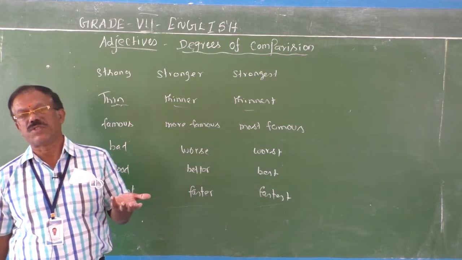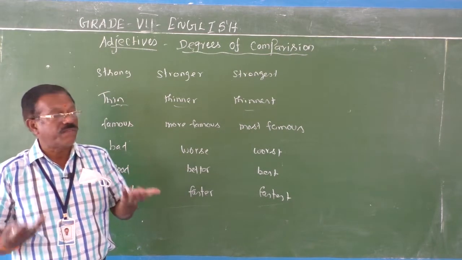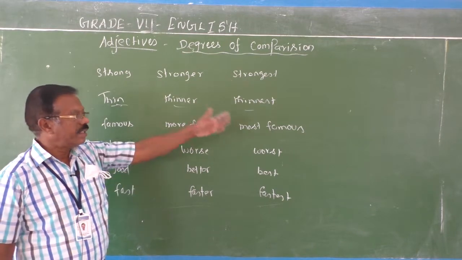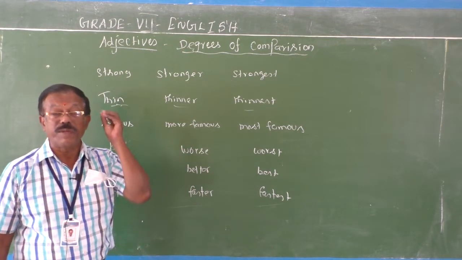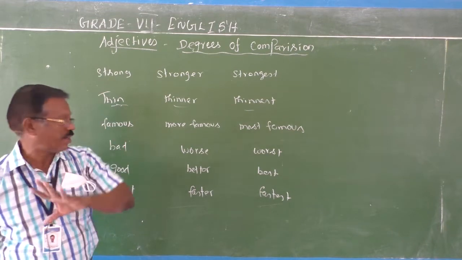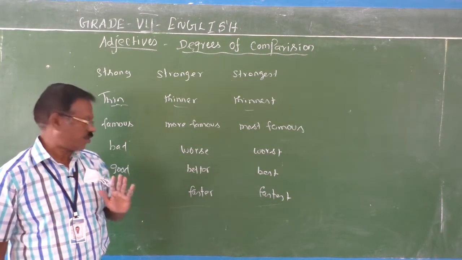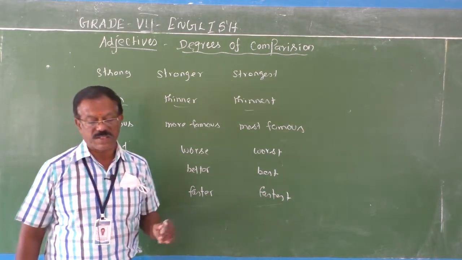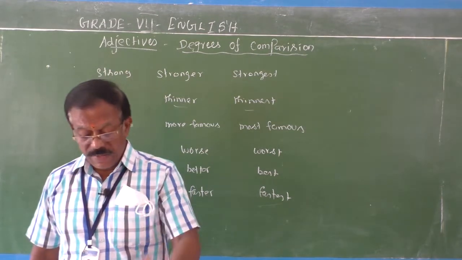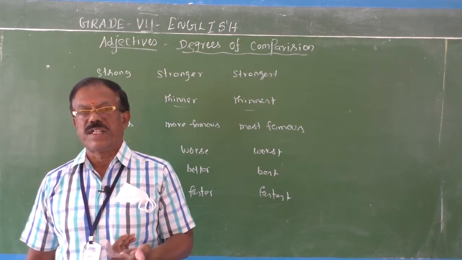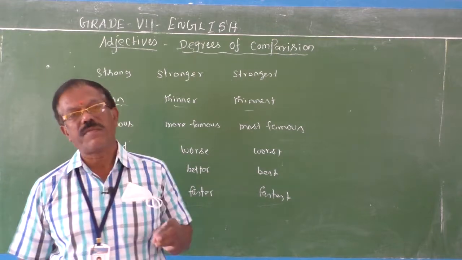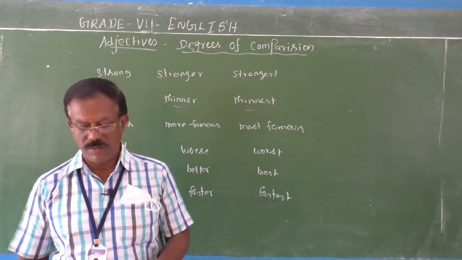There are some adjectives that have totally different words in the comparative and superlative forms. You should be aware of such words. Good, better, best, and fast, faster, fastest. Now I will give you all the rules and regulations of how these comparatives and superlatives are formed.